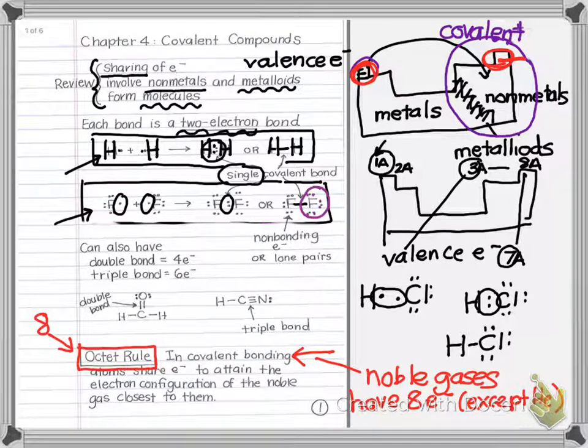So atoms in covalent bonding, the nonmetals with each other, will share electrons. So when they look out to their valence shell, is how I imagine it, it's completely full, just like the noble gases.